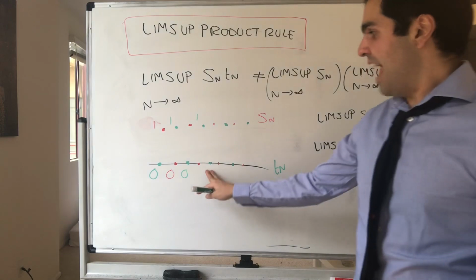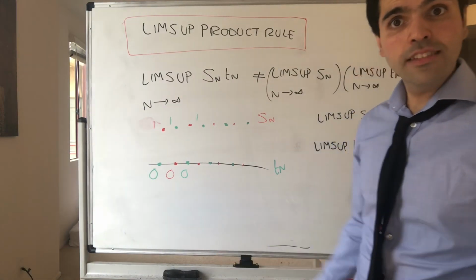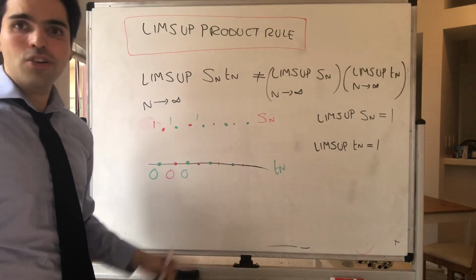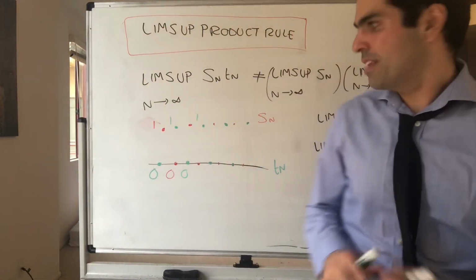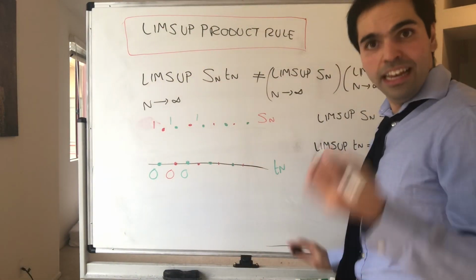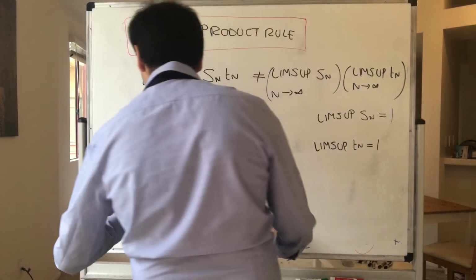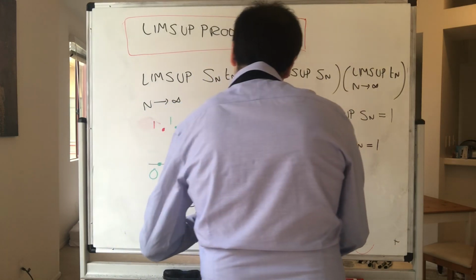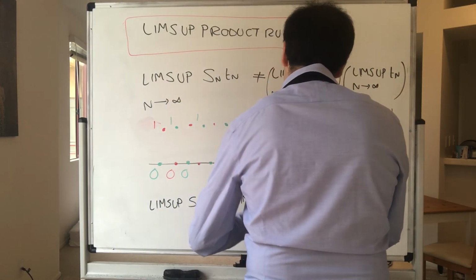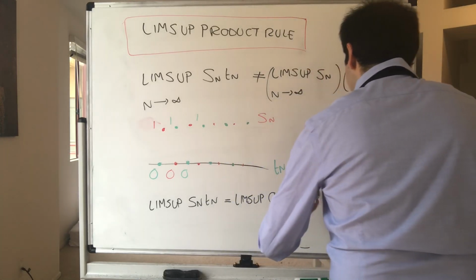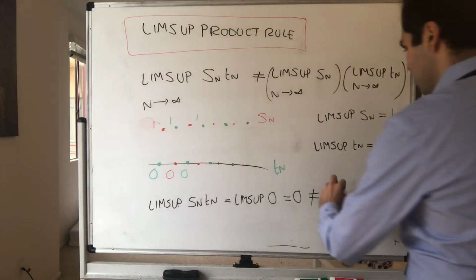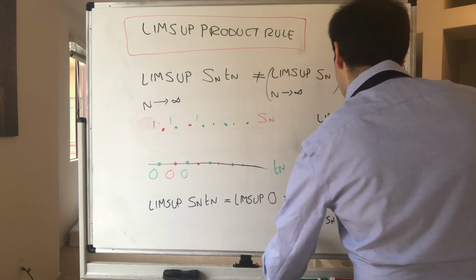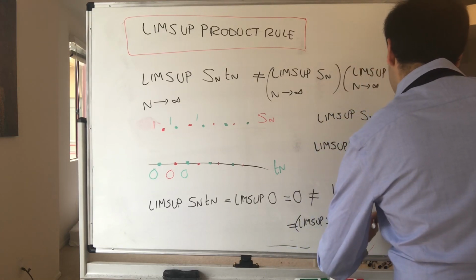But then, what is Sn times Tn? Well, notice, for every n, at least one of them is 0. Therefore, the product of the two is also 0. And in particular, Sn times Tn is 0, and the Limsup of that is also 0. So therefore, the Limsup of Sn times Tn is the Limsup of the 0 sequence, which is 0, and that's different from 1 times 1, which is the Limsup of Sn times the Limsup of Tn.